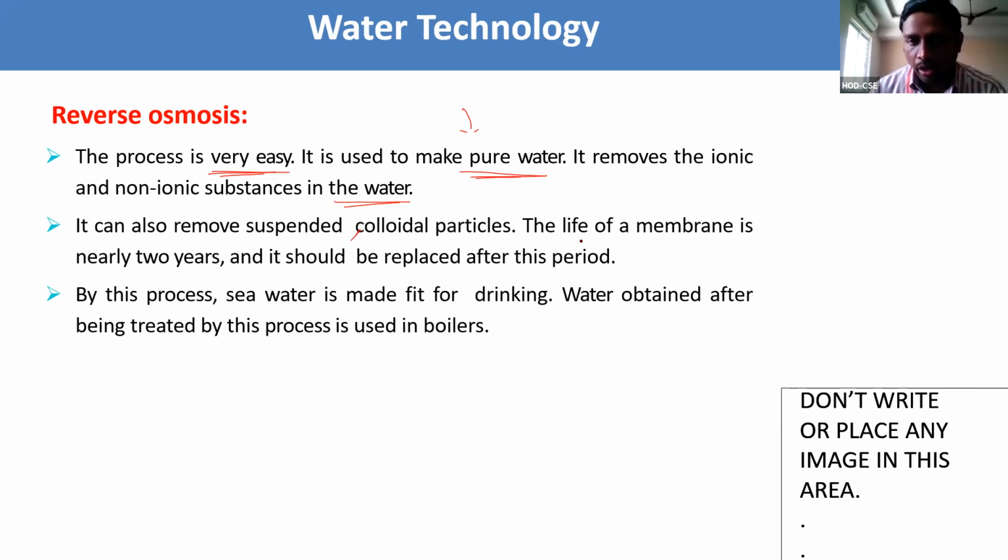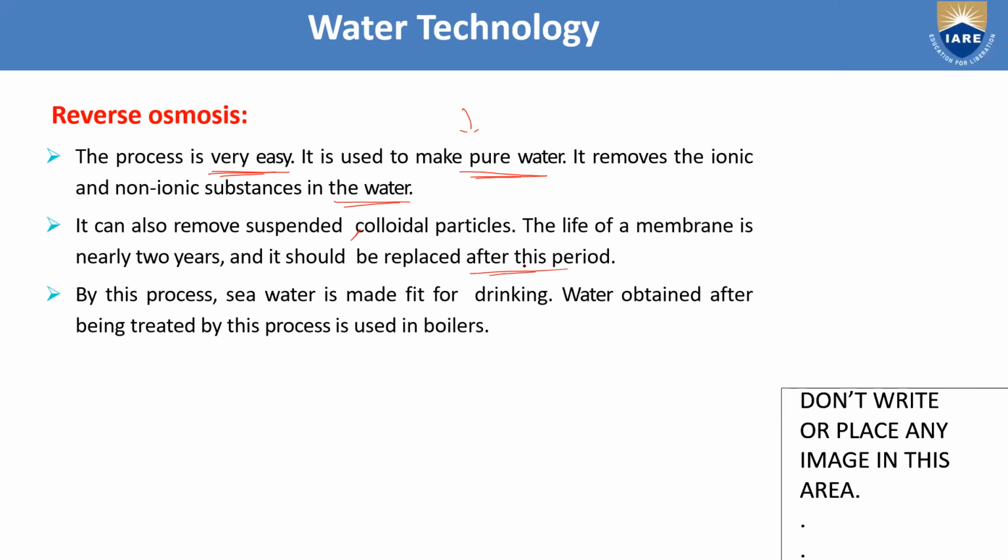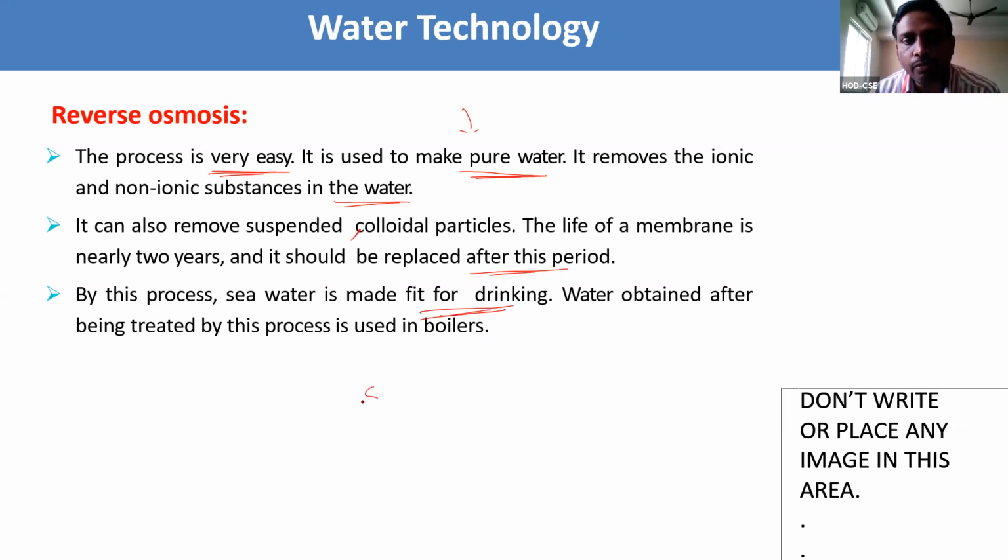Here, the life of the membrane is nearly 2 years. This semi-permeable membrane should be replaced after this period. After 2 years, we need to remove the semi-permeable membranes. By this process, seawater is made fit for drinking. We are making seawater into fresh water by using this reverse osmosis method.